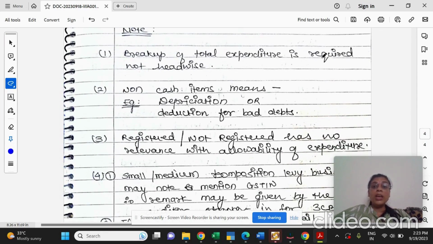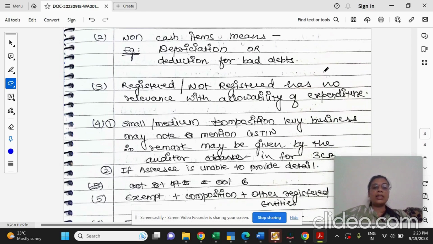And see, the expenses which need to be asked should not be headwise. Not how much is traveling. No, it should not be headwise. They have asked for bifurcation by total expense and not headwise. It should be a total expense.